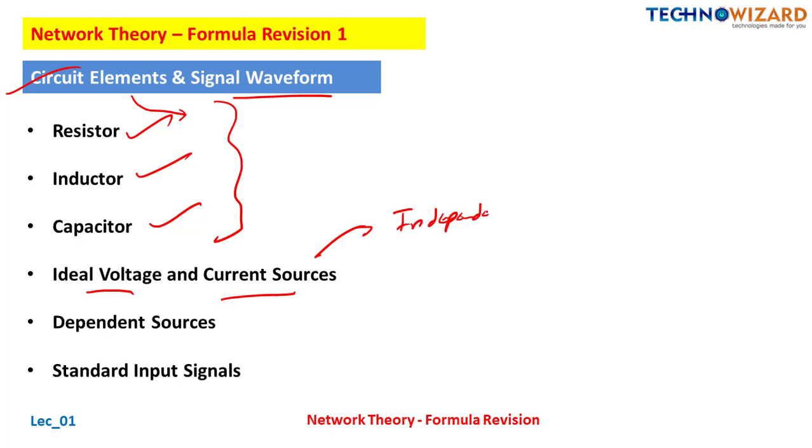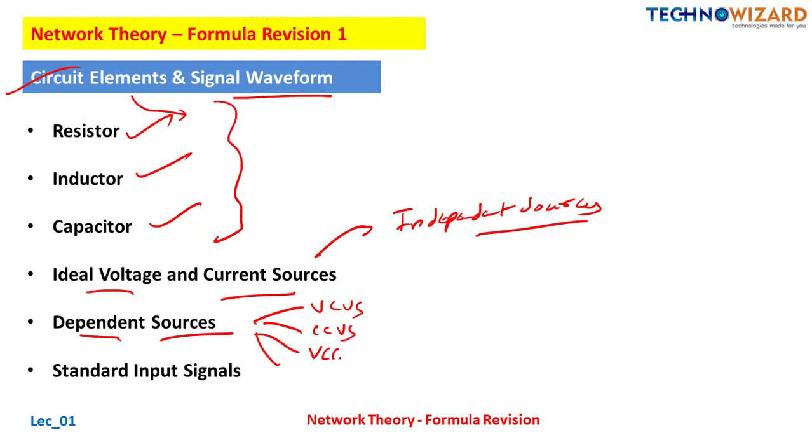Okay, independent sources. The symbols related to this we will also be covering, and the dependent sources. There are four types of dependent sources: voltage control voltage source, current control voltage source, voltage control current source, and current control current source. Like these, there are a total of four dependent sources that we are discussing with their symbols, and also last is the standard input signals, that are the step, ramp, parabolic, etc. Okay, these are the topics which we are covering in this video.